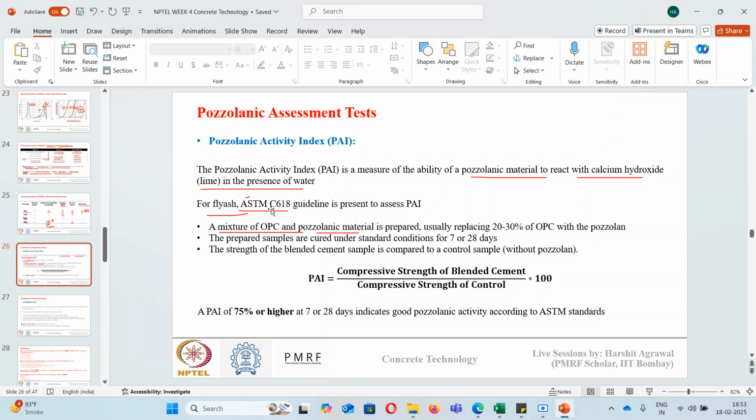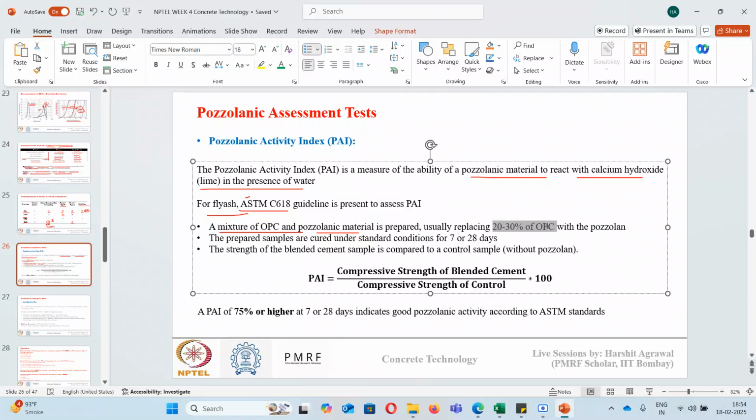So initially, according to this code, we take a mixture of OPC and the pozzolanic material, which is prepared by replacing 20 to 30% of OPC with the pozzolan, that is fly ash. The prepared sample is then cured for 7 to 28 days under standard conditions, and after curing, the strength of the blended cement sample is determined and compared to the control sample.